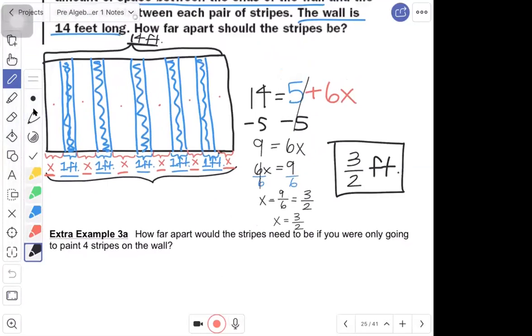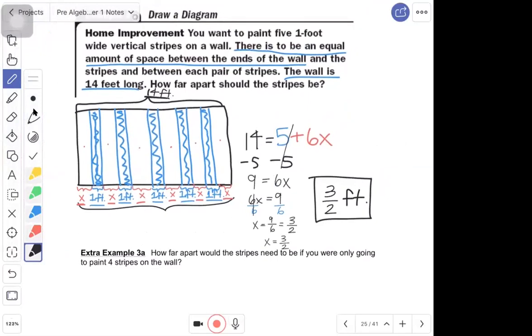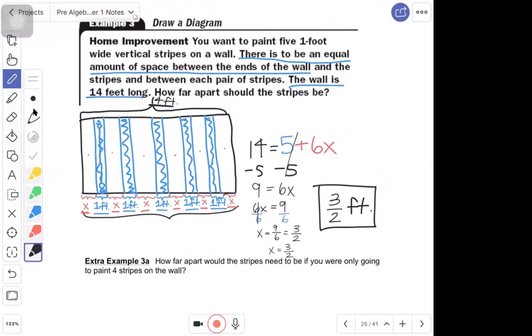Questions on that one? So it's very important to draw the diagram. Take the time to draw the diagram so you can see what's going on. Figure out what you have and what you need to solve for. Your stripes probably look a lot prettier than mine.